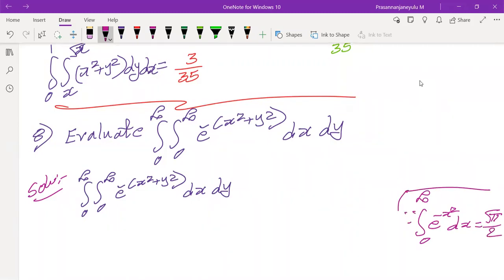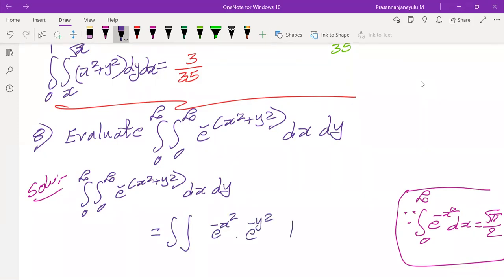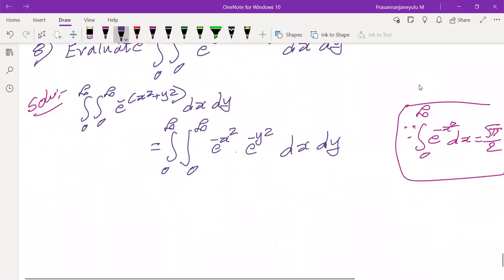If you want to find the solution for this problem, you must know this. So now I am going to write this as a double integration of exponential of minus x square minus y square, which I can write as exponential of minus x square into exponential of minus y square, dx dy. But which limits are on the interior integration, x limits or y limits? How to identify that?